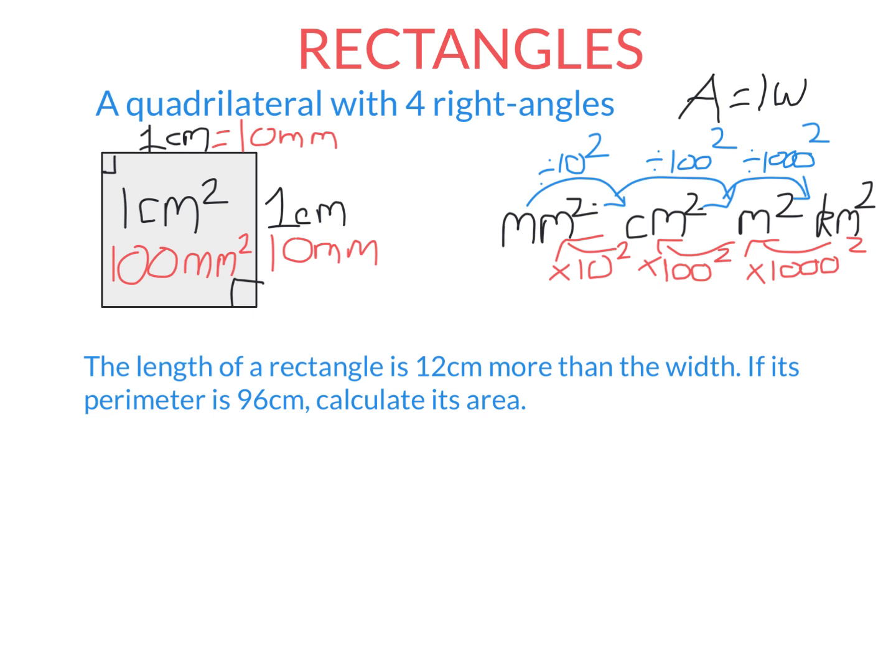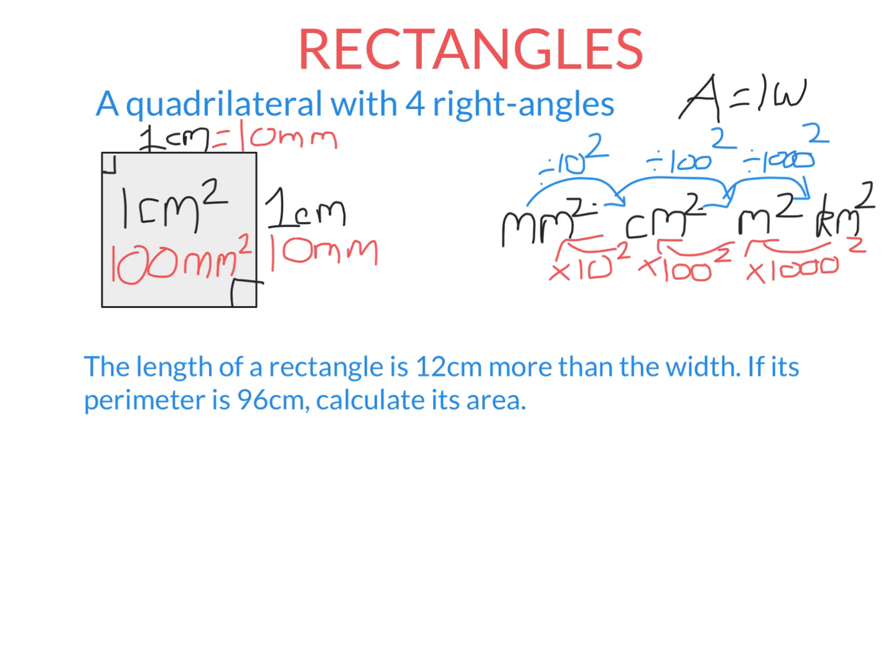So you probably already know how to find the area of a rectangle. Let's look at some harder questions. So the length of a rectangle is 12 centimeters more than the width. If its perimeter is 96 centimeters, calculate its area. So this will be a theme throughout measurements. Sometimes we need to find unknown dimensions, length, width, whatever. And we do that using equations.